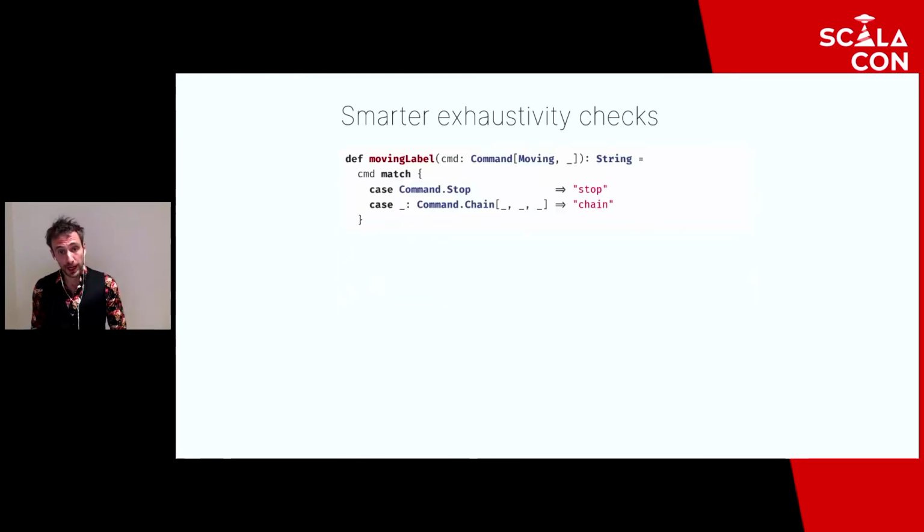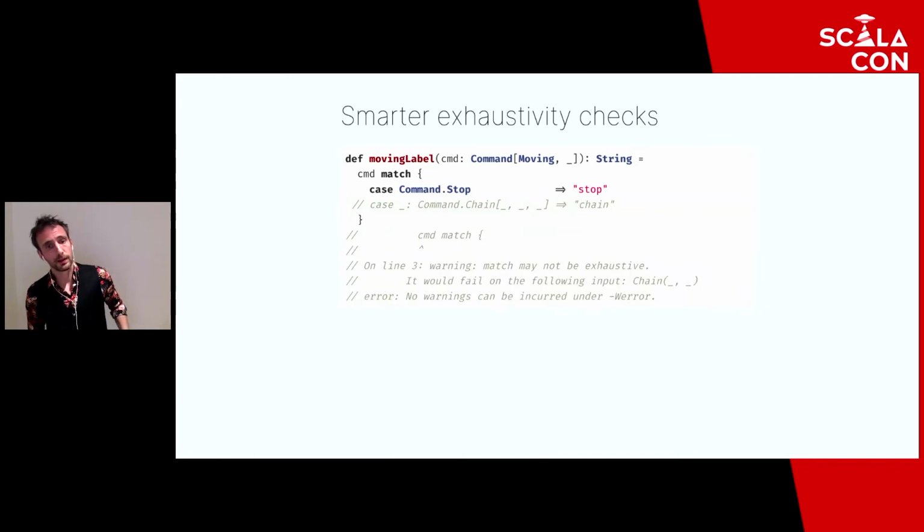But it goes further than that, because if I do what I did the other time, debug, uncomment some code, and forget to uncomment it, the compiler is going to complain about it, because it knows that command.chain, it cannot prove that command.chain is never going to have a first type parameter of moving.